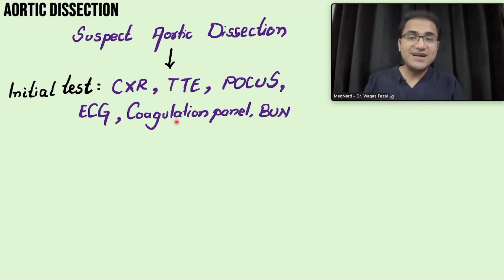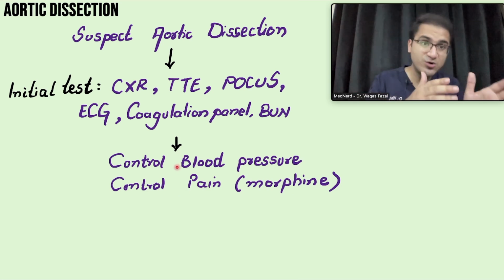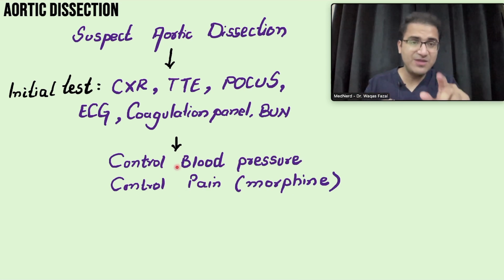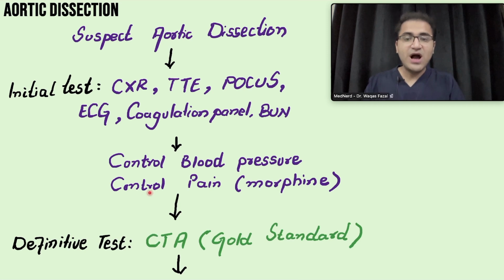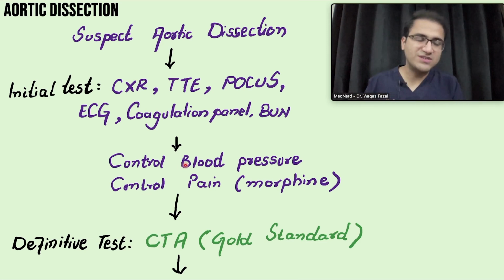Then after that, you need to control the blood pressure and control the pain. These patients will be having severe tearing chest pain. You must give morphine to these patients, control the pain, control the blood pressure. How do you control the blood pressure in aortic dissection? I'll be talking about it in a while. After that, once the patient has stabilized, only then go for CT angiography.